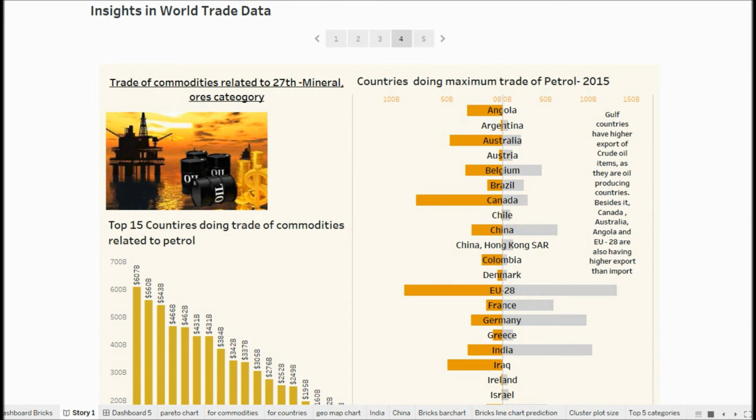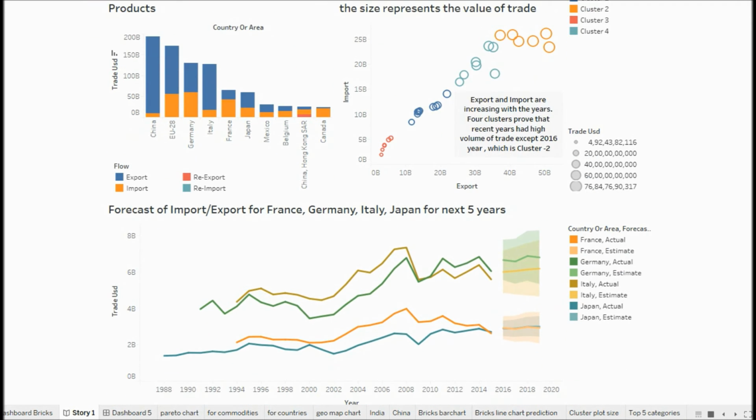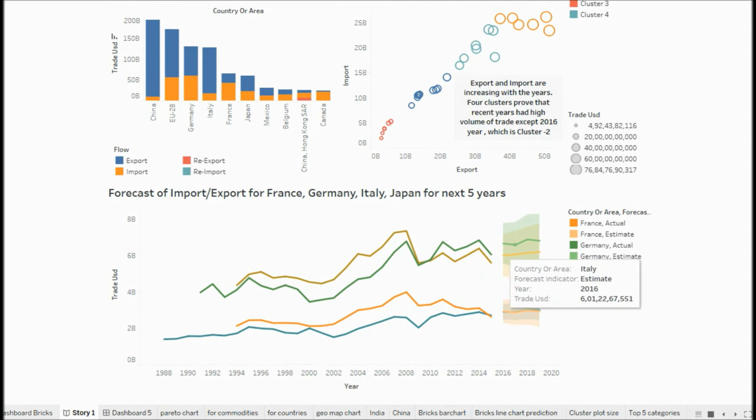So here, Gulf countries have higher export of oil, crude oil items as they are oil producing countries. Besides it, Canada, Australia, and European Union 28 are also having higher export than import. Let's move on to our fifth chart. So this is the fourth dashboard, and this is related to forecasting. We have forecasted here for our next year. For years 2016 to 2019, we have forecasted only for four countries. The forecast is of import and export for these four countries.